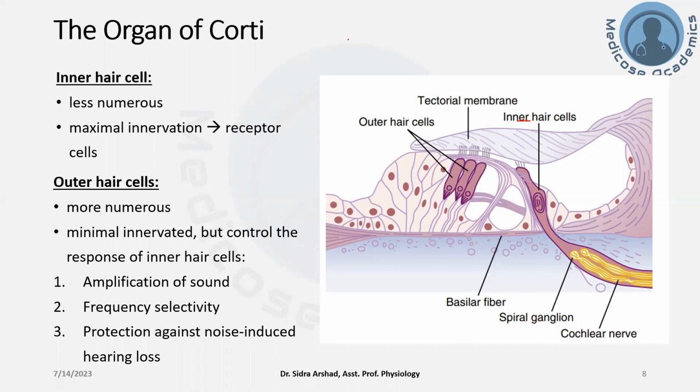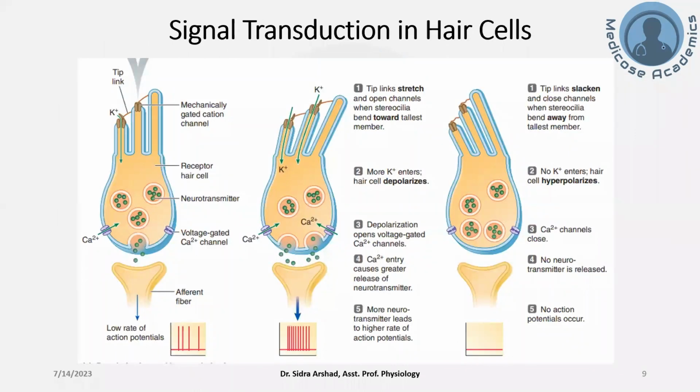So these are the functions of the inner hair cells and outer hair cells in the organ of Corti. Signal transduction in the hair cells. Whenever the tectorial membrane is displaced, it causes the displacement of the stereocilia as well. Normally the hair cells are always firing at low rates, generating low rates of action potentials. What happens when they are stimulated? They increase the rate of action potentials.